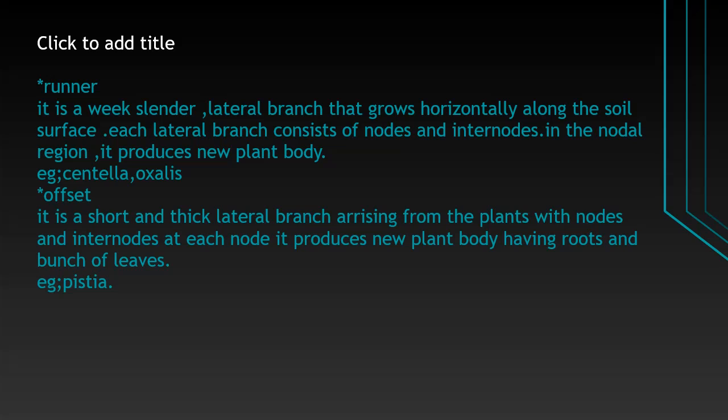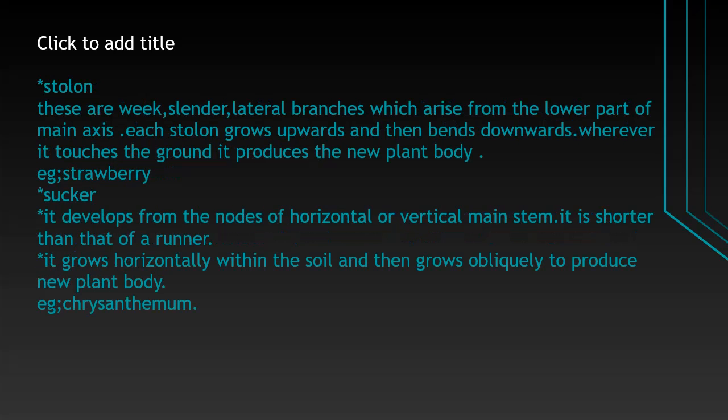So in offset, it is a short and thick lateral branch arising from plants with nodes and internodes. It arises from plants which have both nodes and internodes. At each node, it produces a new plant body having roots and a bunch of leaves. Example, Pistia. So now we'll see what is stolon.